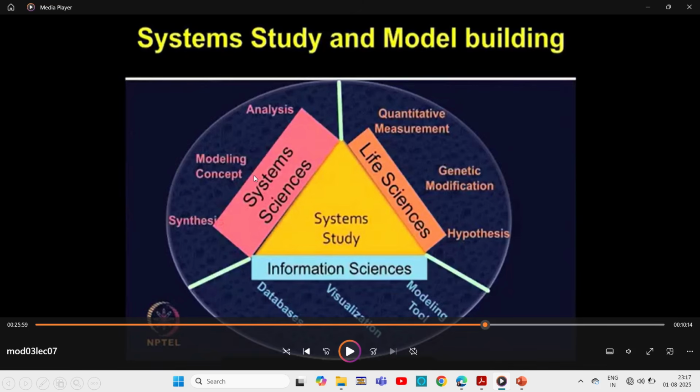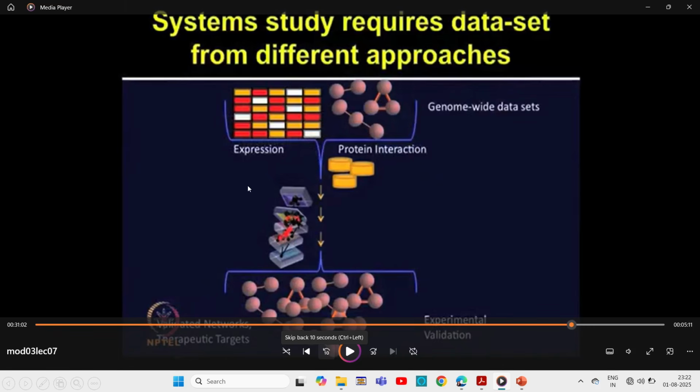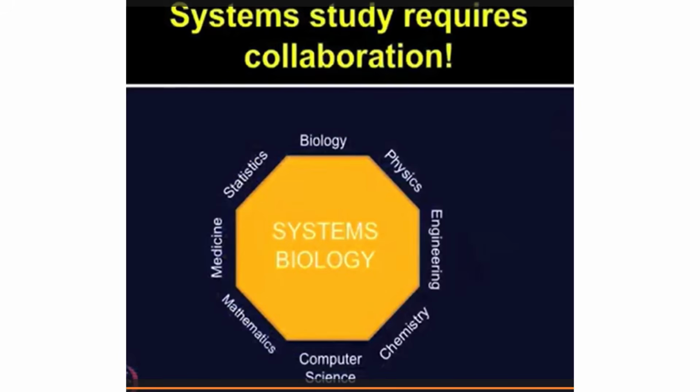And there are system sciences as well, which work on interacting between both of these together, wherein synthesis, analysis, and modeling concept is done. The system study requires data sets from different approaches, genomics, proteomics, and transcriptomics, etc. And when we have that data, we can try and do certain experimental validation or model validation, and then give a conclusion to a system in a broader perspective, which is nothing but system biology.